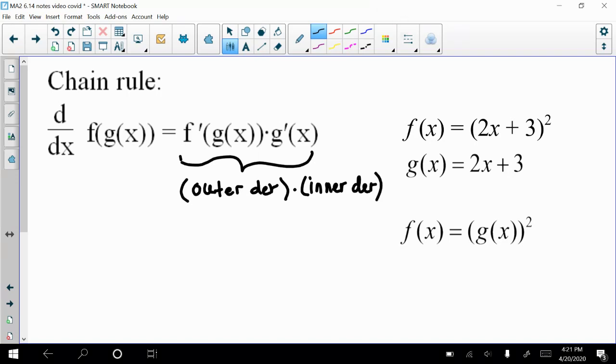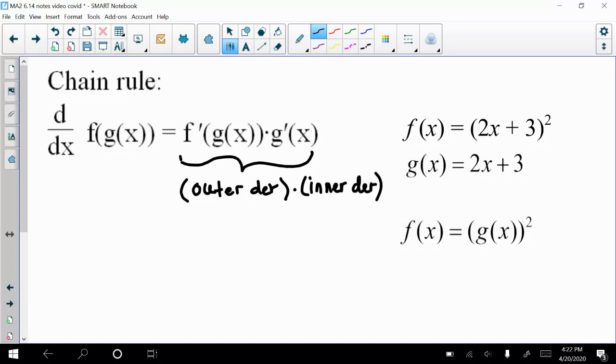Right? And so here was that problem we just had. So the function was (2x plus 3) quantity squared. But if you think about it, there's this inside function and then an outside function. So f of x could be rewritten as g of x, which is this function 2x plus 3, quantity being squared. So that's a composition.